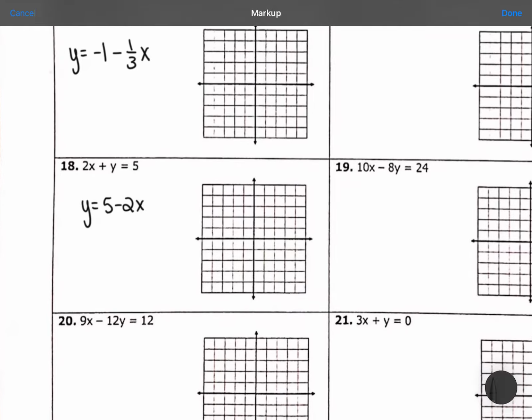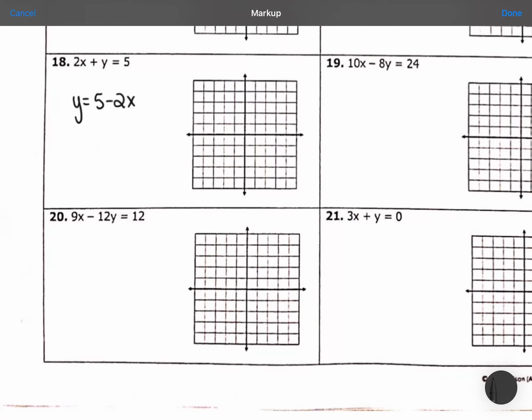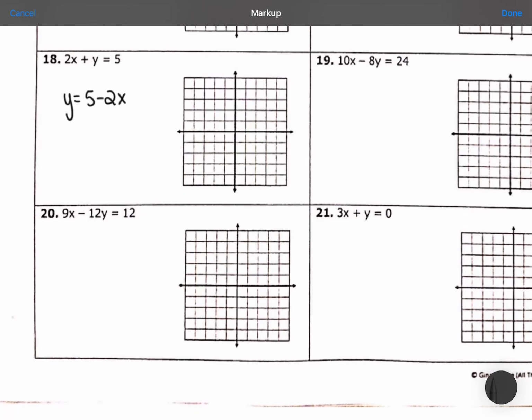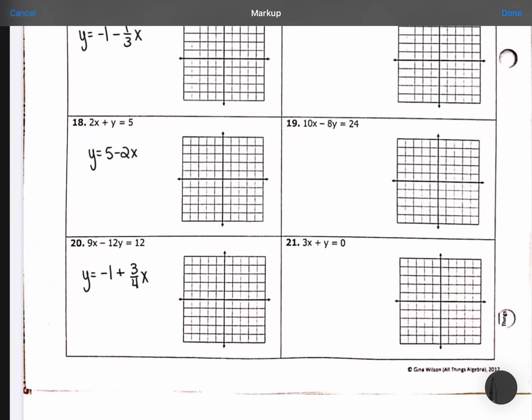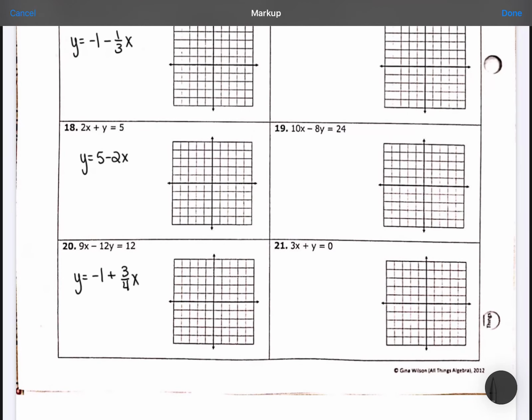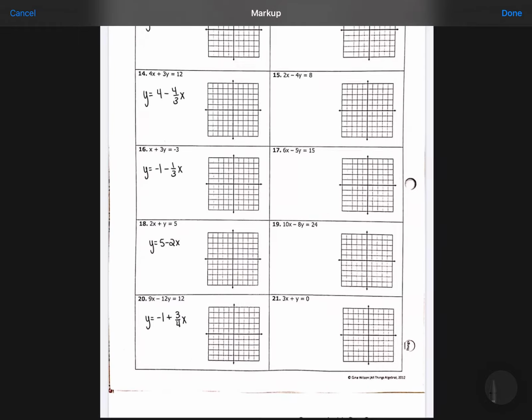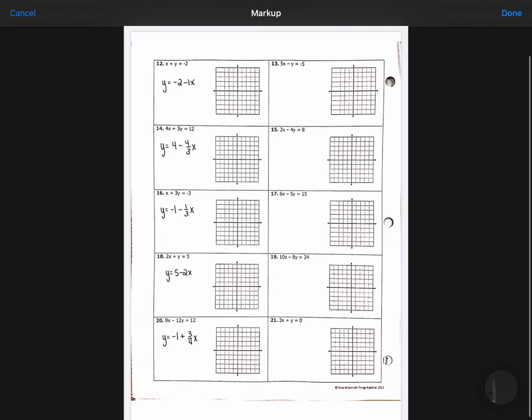So identify the slope, the y-intercept, and graph them for the even ones. On the odd ones, you'll have to solve for y and then graph those. Y equals negative 1 plus 3/4 x. So those I have solved for you. You just need to graph them, and the odd ones you'll solve and then graph. If you have any questions, just let me know. And then I'll check those on Monday or whenever we come back, Monday or Thursday. Let me know if you have any questions.